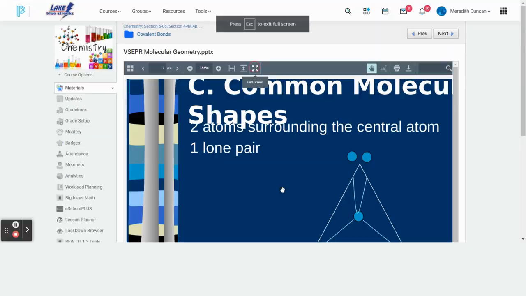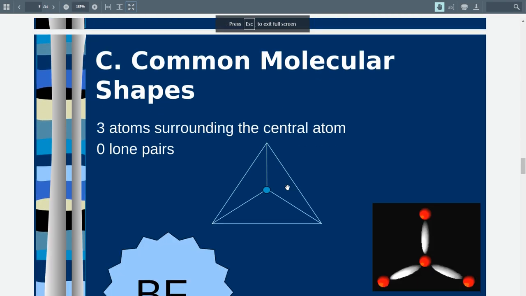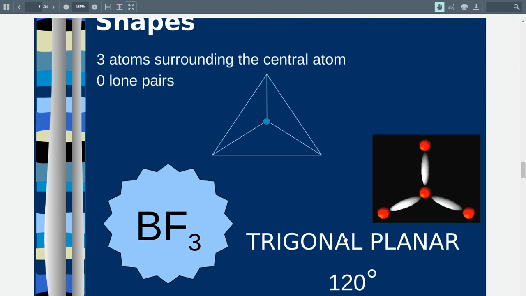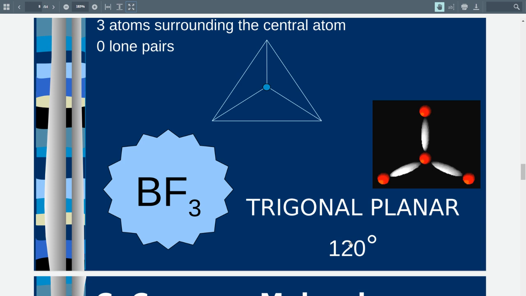All right, shape number 3. I have something called trigonal planar. Trigonal planar, 3 bonded to that central, no lone pairs. 3 bonded, no lone pairs. Okay, this one has a 120 degree bond angle. Trigonal planar.